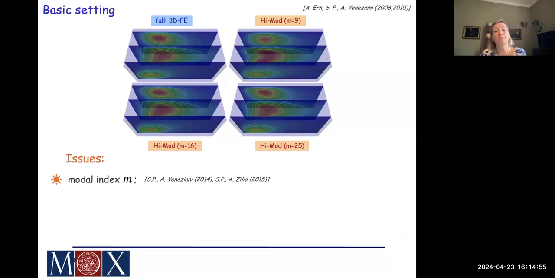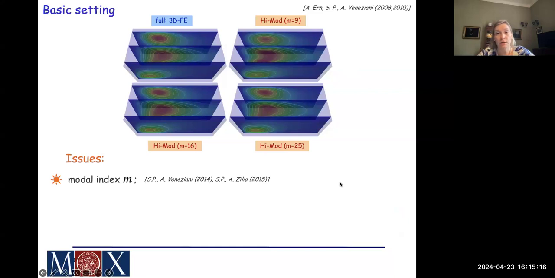Okay, now I have tried to enucleate some of the main issues characterizing such a reduced modeling. So the first issue is the selection of the modal index m.